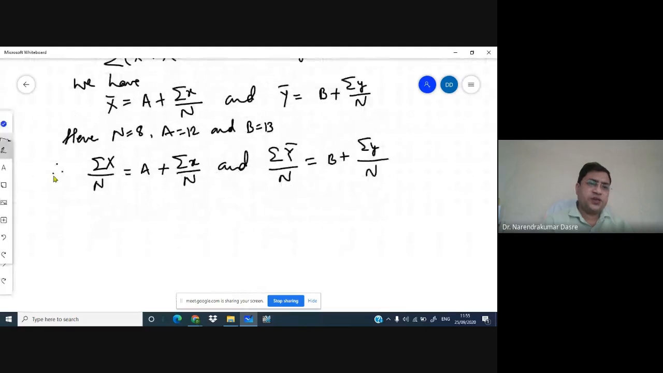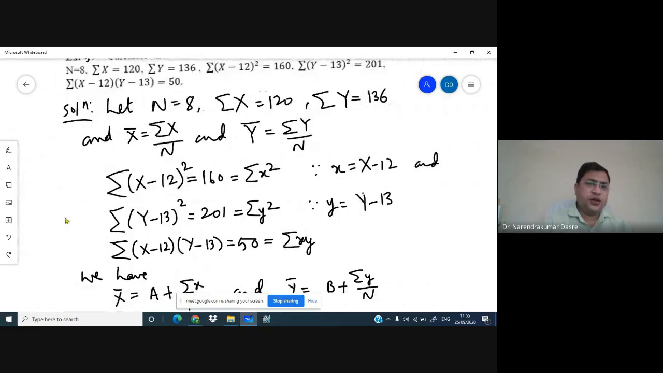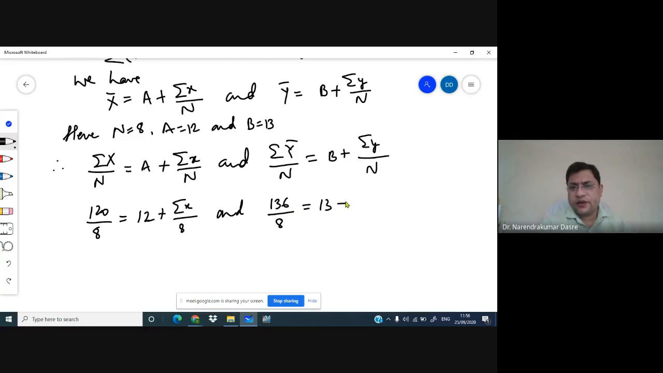So let us put these values. What do we have here? Summation x is given as 120, and summation y is going to be 136. So we have 120 upon 8, which is going to be 10, and a is going to be 12, plus summation x which we want to find out, upon 8, and 136 by 8 is 13 plus summation y upon 8.